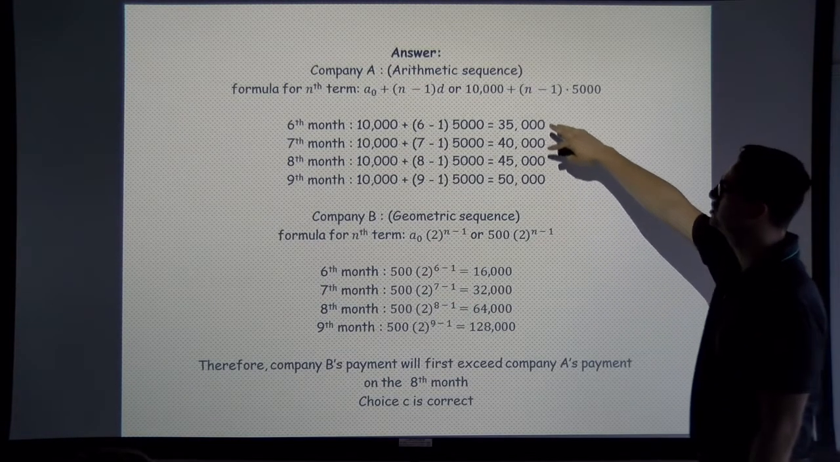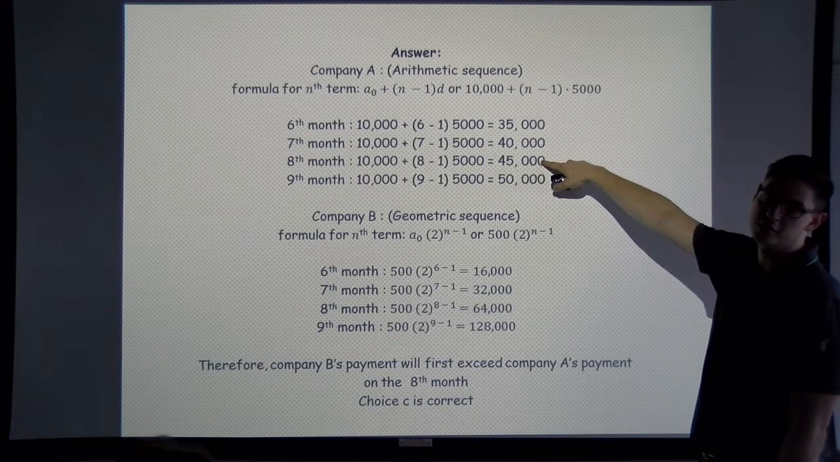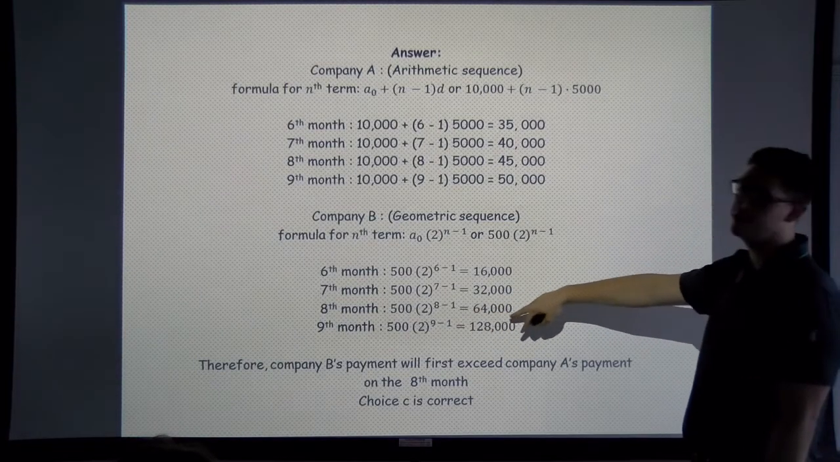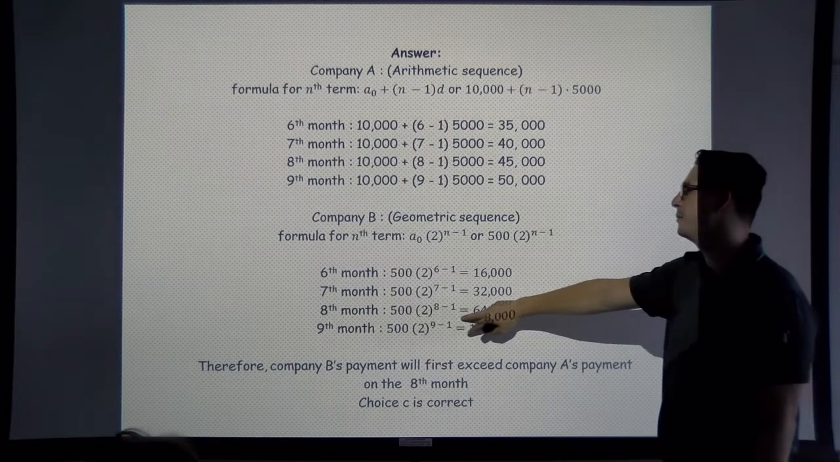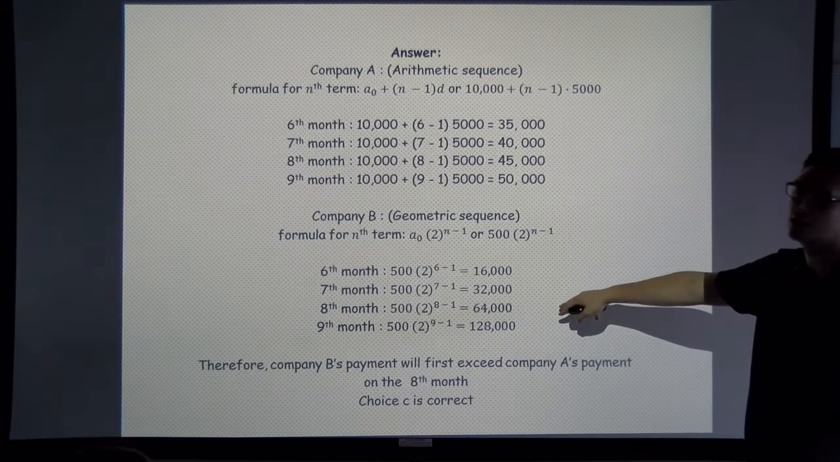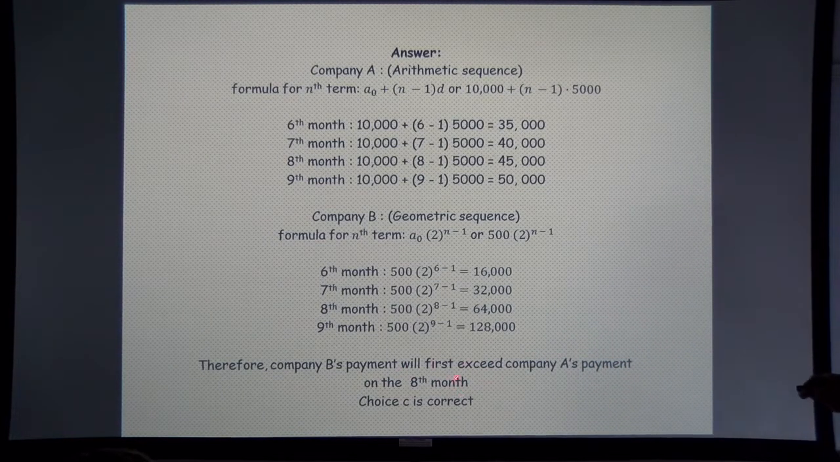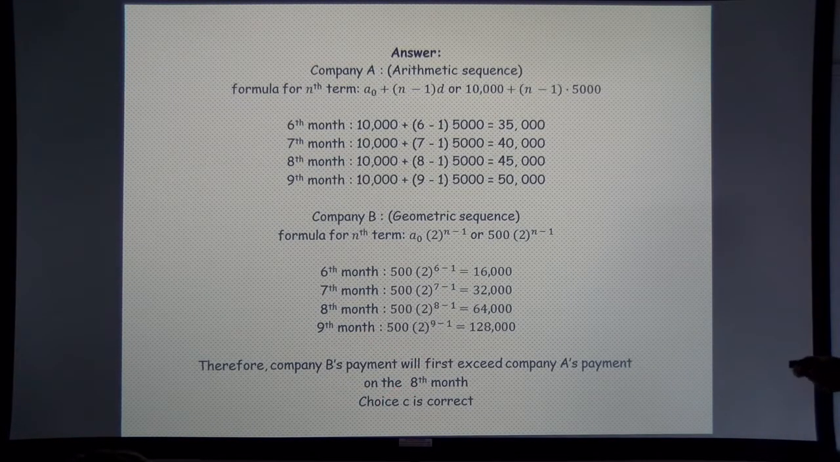So if you notice, if she took company A's offer, by the 8th month she'll be getting $45,000 from company A. If she took company B's offer that uses a geometric sequence, she notices that by month 8 it's going to be $64,000. So during the 8th month, that is when the crucial money happens there. So choice C, which would have been 8, would be your answer.